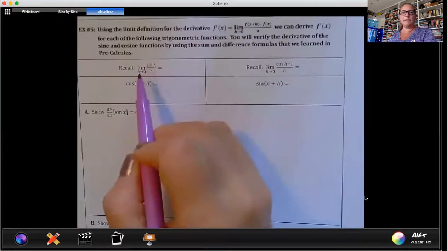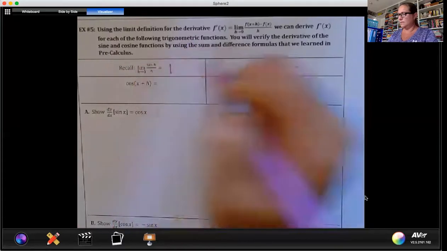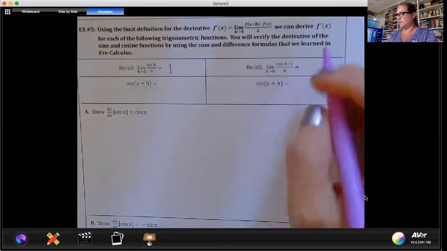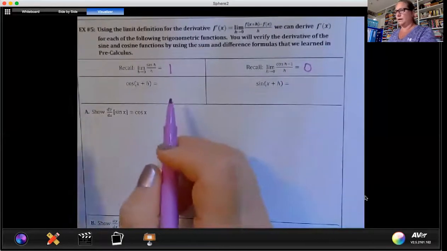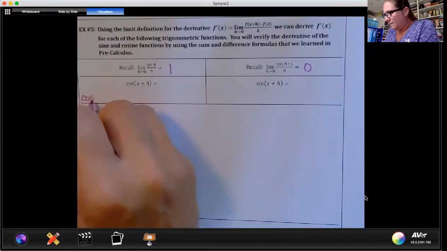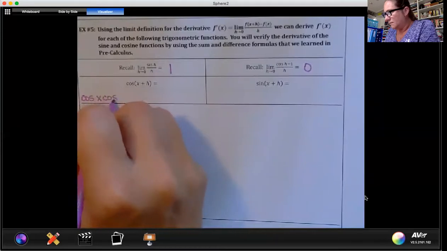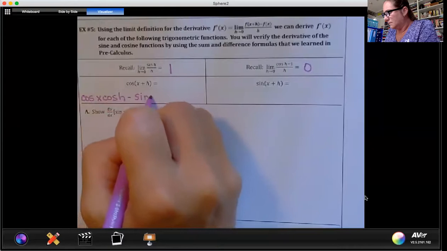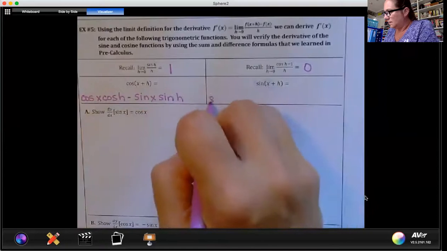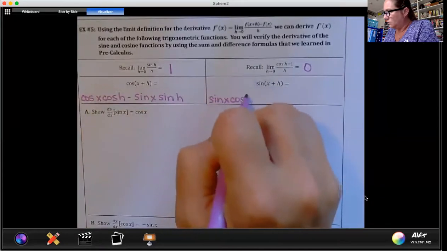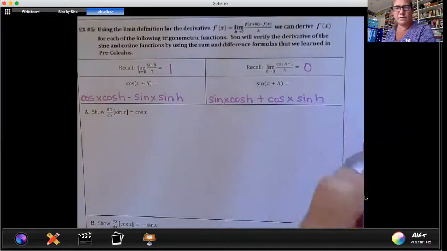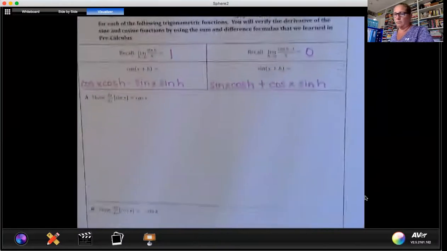So recall the limit as h approaches 0 of sine h over h was 1, and the limit as h approaches 0 of cosine h minus 1 over h, or 1 minus cosine of h over h, is 0. All right, sum and difference formulas. For cosine of x plus h, your value is cosine of x, cosine of h, minus sine of x, sine of h. And for sine of x plus h, it's sine of x, cosine of h, plus cosine of x, sine of h. And you're going to need that for a substitution here as we work on parts A and B.